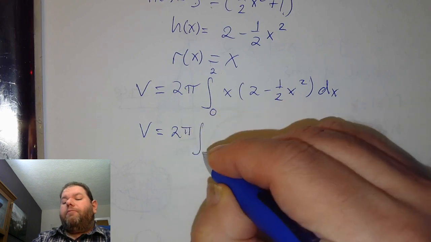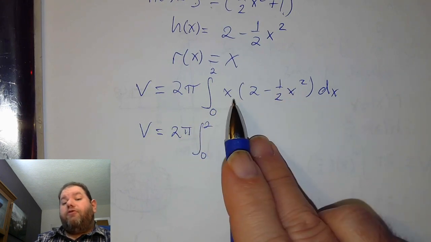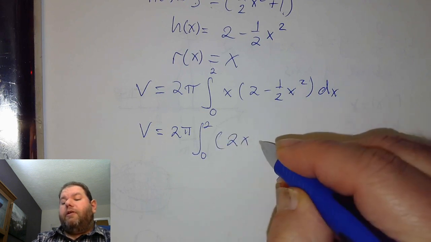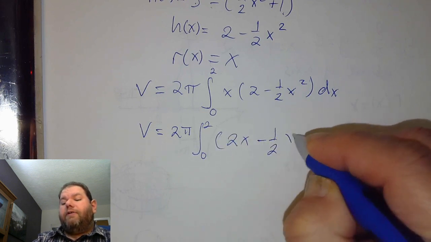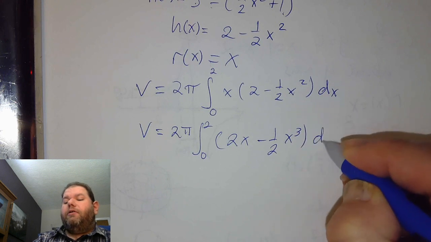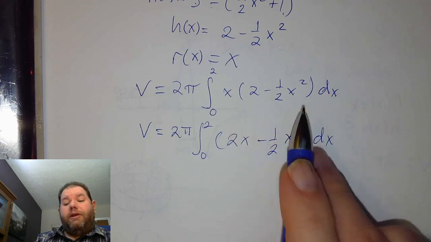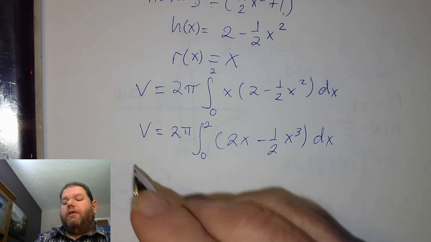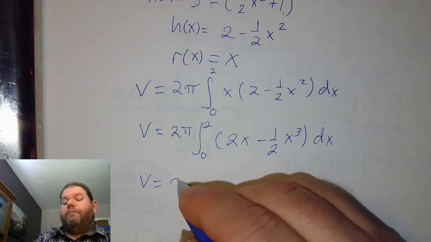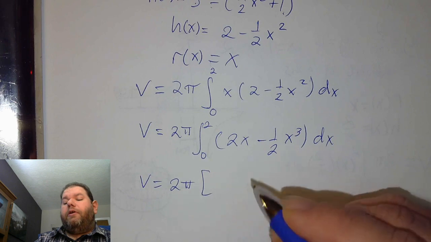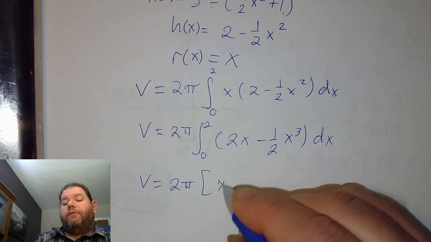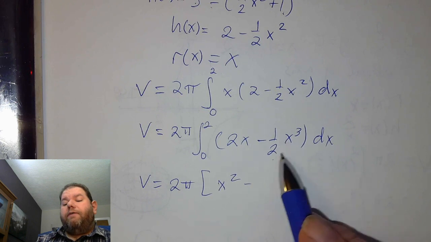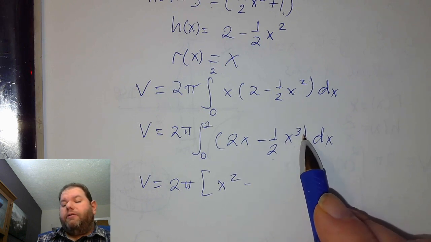So inside of our integral, we'll go ahead and distribute our x first. So that'll be 2x minus 1/2 x cubed. Once we get rid of that multiplication, now we can go through and integrate the individual parts. The integral of 2x, we know that's x squared. What is the integral of 1/2 x to the third?